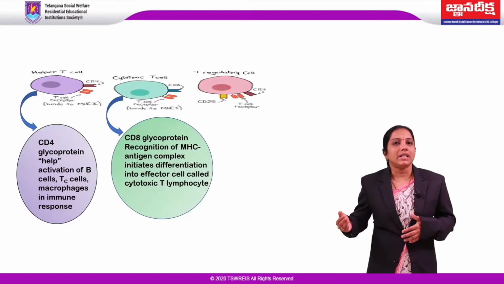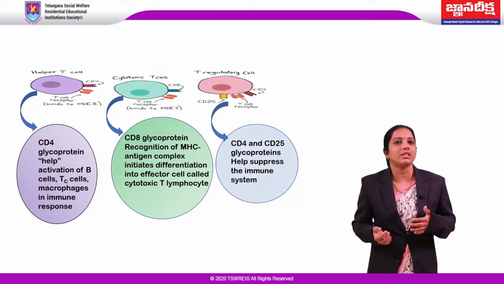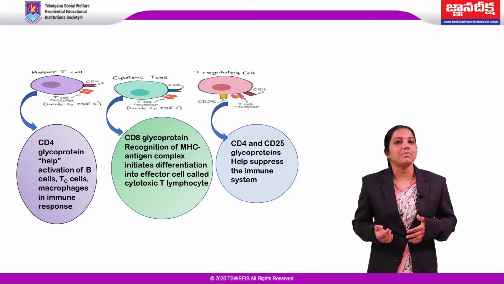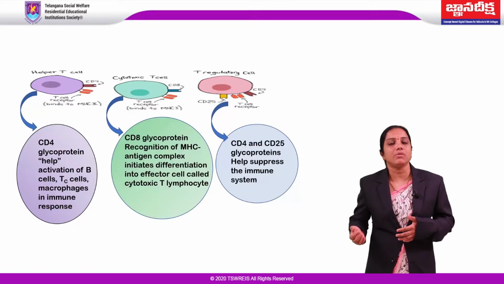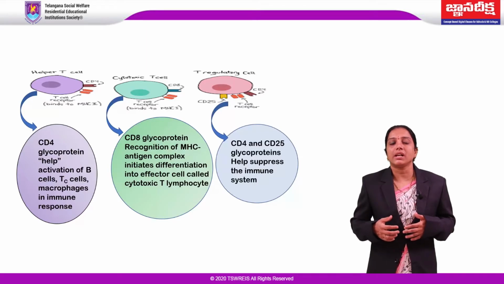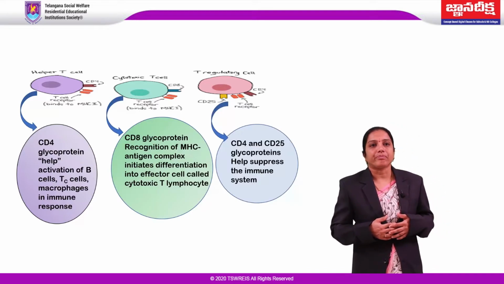So similarly, the TC cell acts both as memory cell and effector cell, and the T suppressor cell or T regulatory cell has CD4 and CD25 receptors on their surface that help in regulating or suppressing the immune system when there is no need of the immunity. T suppressor cells are also used in regulation or controlling the exaggerated immune response like autoimmune conditions.